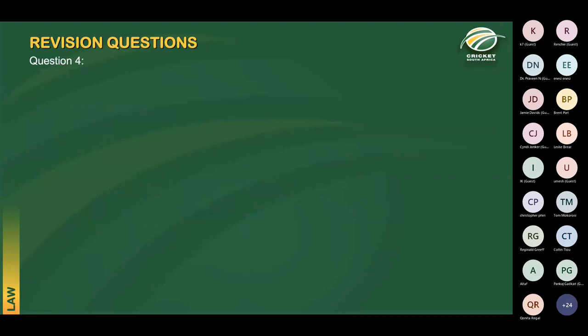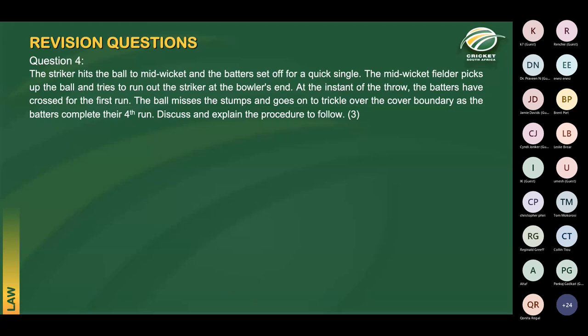Question four, it deals with overthrows. The striker hits the ball to mid-wicket and the batters set off for a quick single. The mid-wicket fielder picks up the ball and tries to run out the striker at the bowler's end. At the instant of the throw, the batters have crossed for the first run. The ball misses the stumps and goes on to trickle over the cover boundary as the batters complete their fourth run. Discuss and explain the procedure to follow.